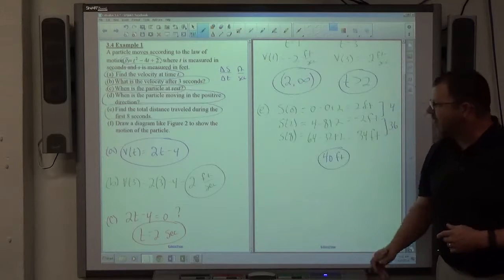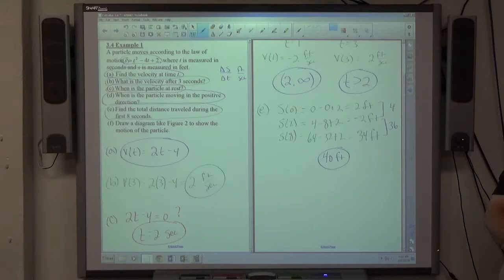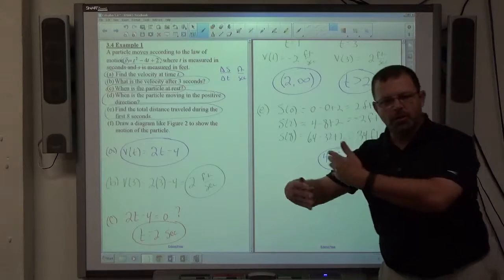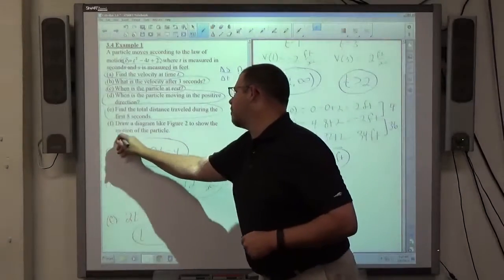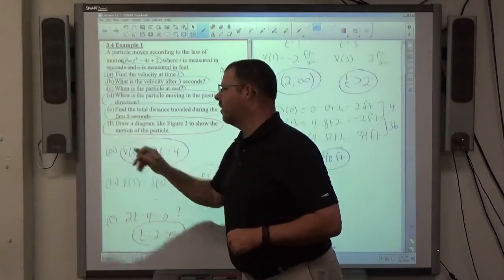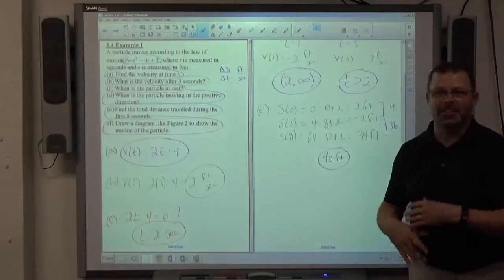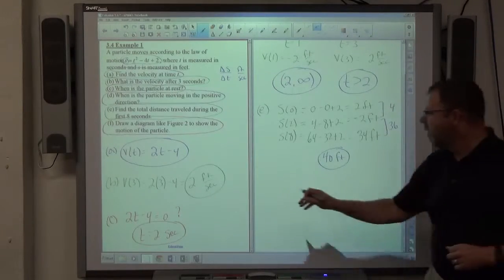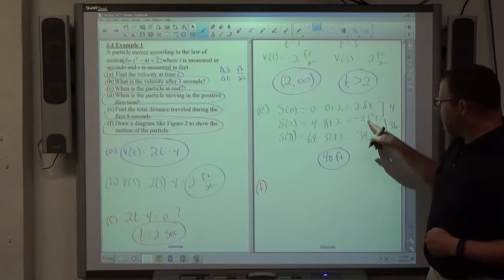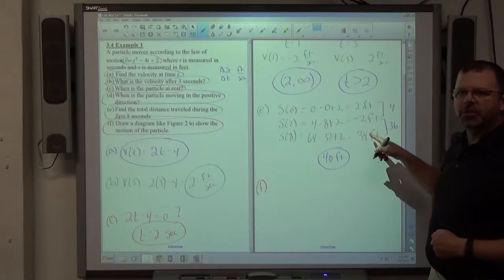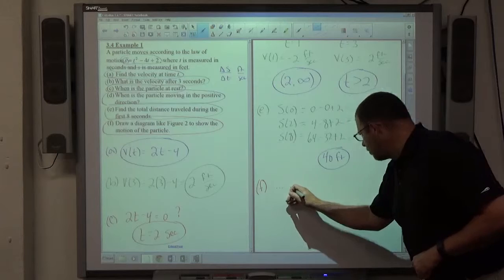Question F, which, I think F might be more useful to put before E because it gives you a visual of what's happening too. I kind of walked you through it here. But if we look at F, it says draw a diagram like figure 2. This is in your book. I'll show you what it looks like and draw a diagram. I mean, we need to have these numbers though, so maybe that's why E is first. Anyway, we'll see.